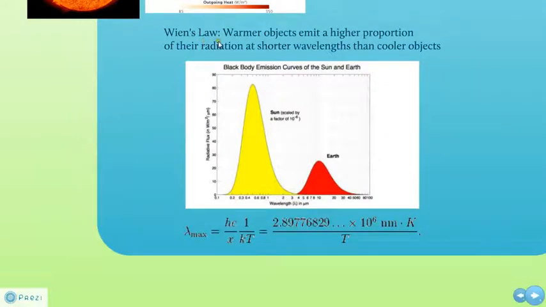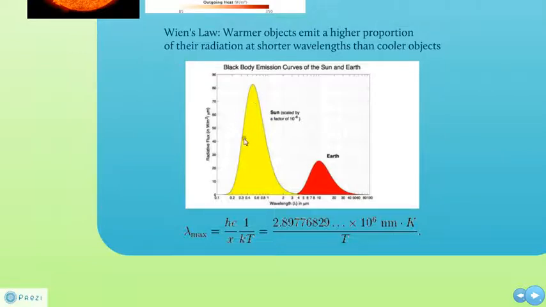And so what Wien's Law says is that warmer objects emit more of their radiation at shorter wavelengths than cooler objects do. So the sun is a lot hotter than the Earth, and so the sun emits much more of its radiation at short wavelengths, and the Earth emits much more of its radiation at long wavelengths. So this horizontal axis here is just wavelength, where to the right the wavelength is longer, and to the left the wavelength is shorter. And so you can see that there's just an important divide between the sun and the Earth in terms of what type of radiation they emit.